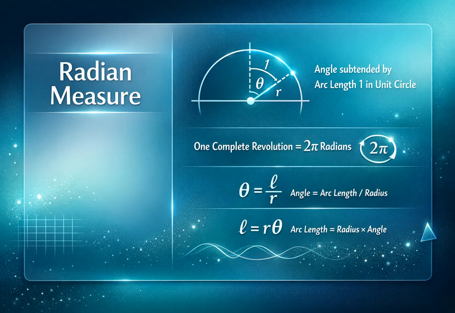There's another important unit called the radian. In a unit circle with radius 1, an arc of length 1 subtends an angle of 1 radian at the center. One complete revolution equals 2 pi radians. The key formula is angle in radians equals arc length divided by radius.